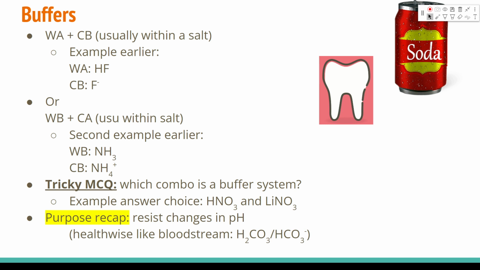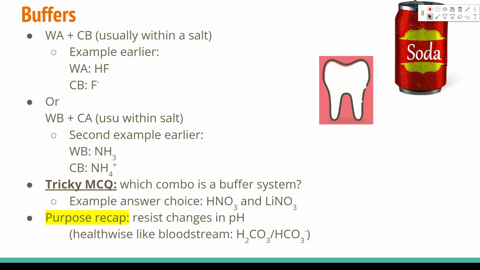So, for example, in our bloodstream, we actually have a buffer system, one of them anyway, which is carbonic acid and bicarbonate ion. The blood is mostly water, so mostly aqueous stuff. And blood doesn't really want to change pH that much, because otherwise your body would be kind of jacked up.